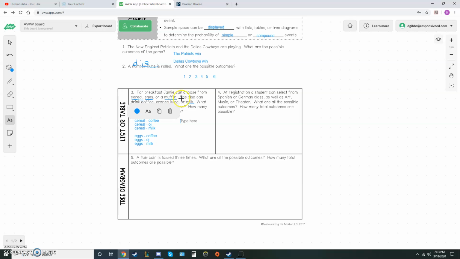And that continues with a muffin, right? So if I chose to eat a muffin, then I could also have coffee as a drink. Or I could have orange juice. Or I could have milk.